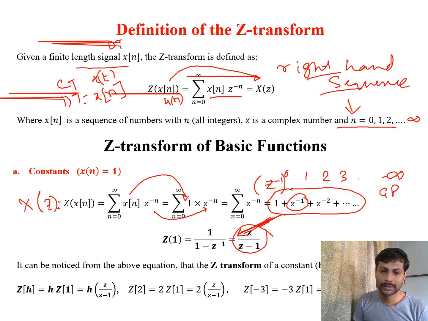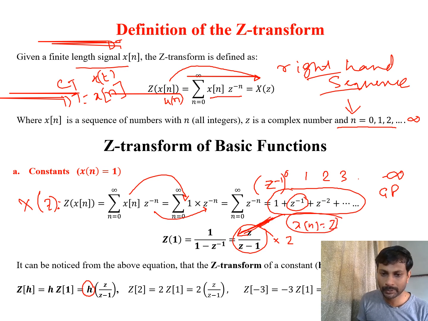Now from this we can generalize it: the Z transform of any constant h is given by h z by z minus 1. So simply we can replace the value of h. If h equals 1, then it is z by z minus 1, similar to this one. If the value of h is 2, we write it as 2 into this transformation. So if x[n] equals 2, the solution will be given by 2 into z by z minus 1, and so on. Obviously if it's a negative value, we can replace the value of h as minus 3 into z by z minus 1.